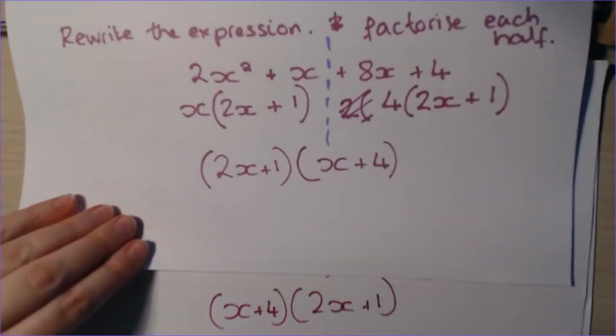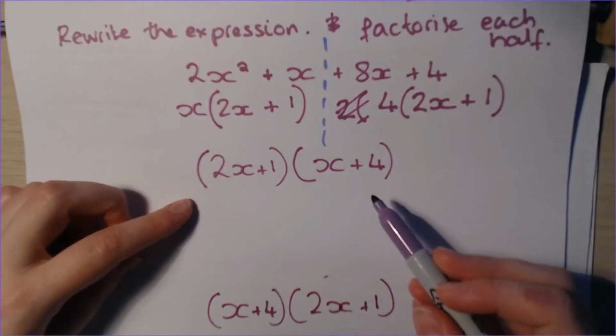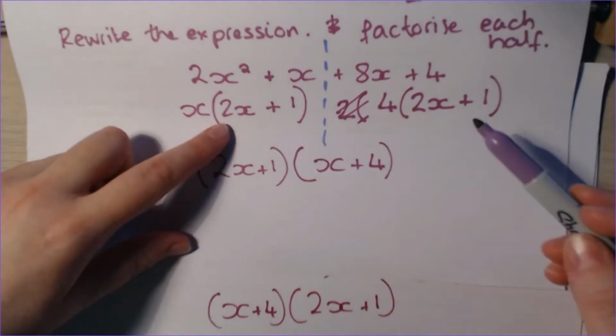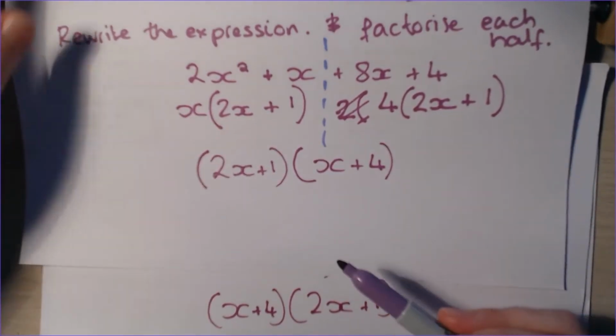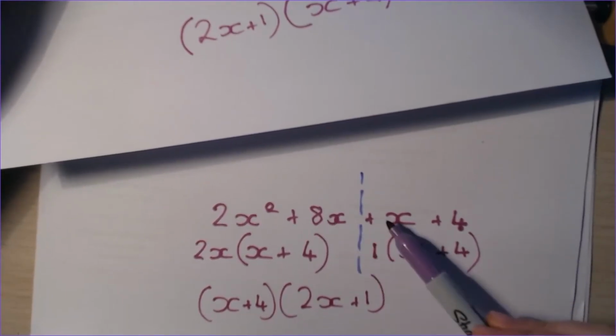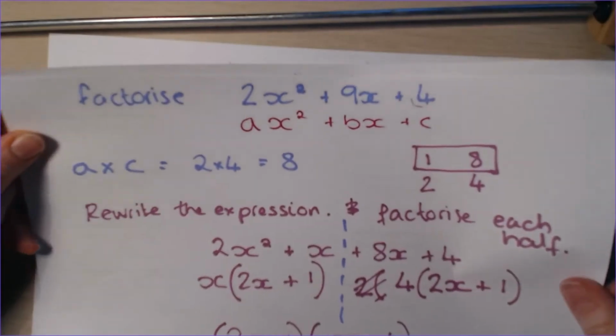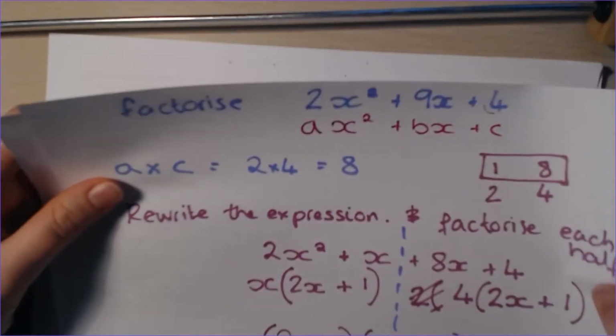So you actually get the exact same answer, but you just got there the other way around. Where on the first instance we got 2x plus 1 inside the brackets, on the second one we've got the x plus 4 inside the brackets. So it doesn't matter which way around you write these, it won't make any difference for your final answer. Okay, so there's your first example. We're going to do another one.